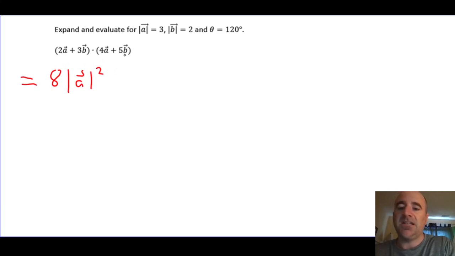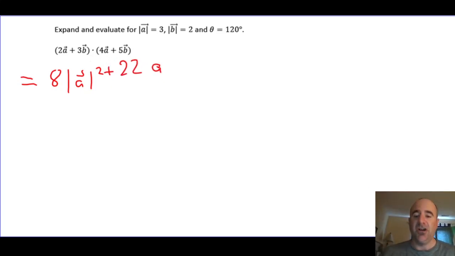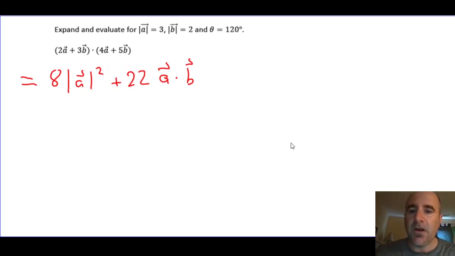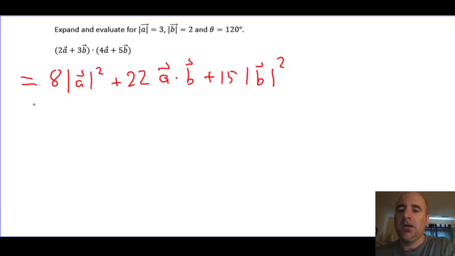Next I get 10ab plus 12ab is 22ab. Of course, when I say ab, I mean a dotted with b, like so. And then finally, plus 15 times the magnitude of b squared. All right.